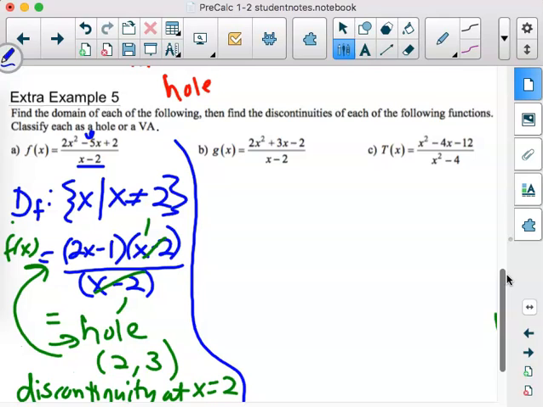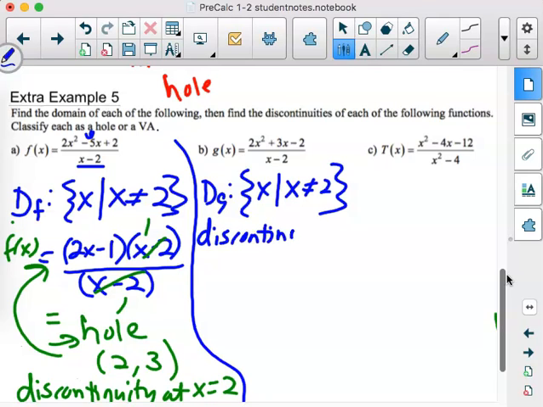B. Hey, look at that. Denominator's the same. Cool beans. That's going to give me my domain. Again, we'll do this in set builder. Set of all x such that x is not 2. So we can stop right now. This time let's put discontinuity at x equals 2. The question is whether or not it will cancel out. If it'll cancel, then it's going to be our hole again. So let's try it.